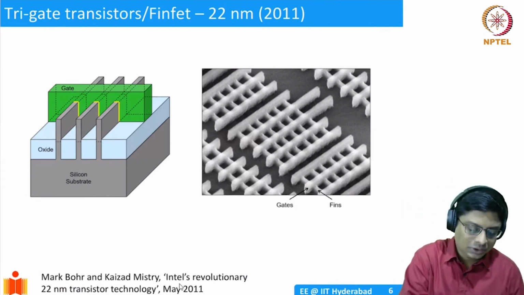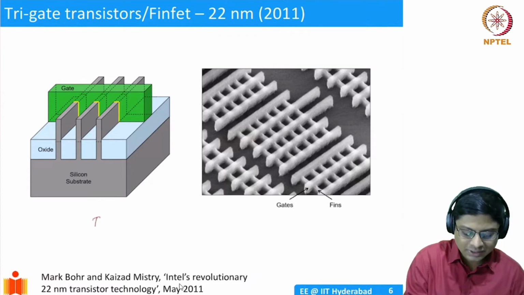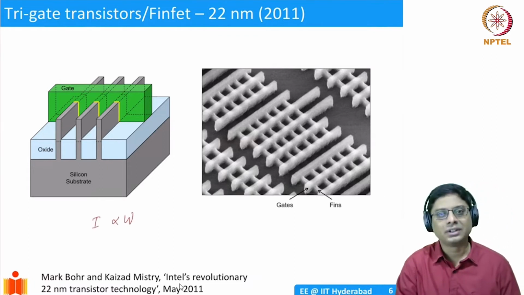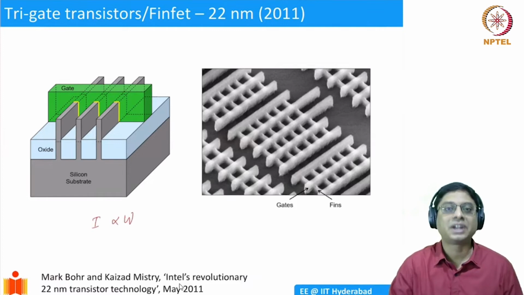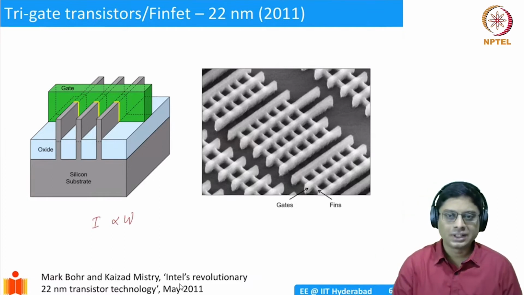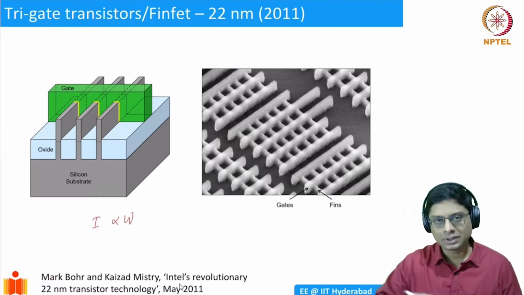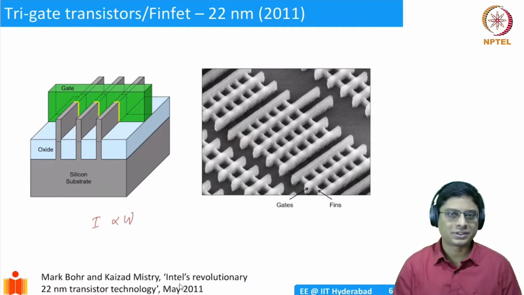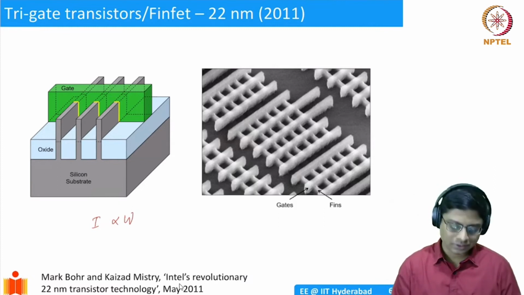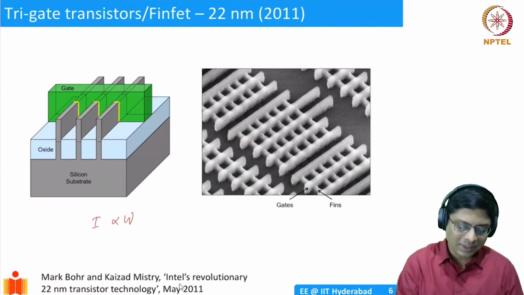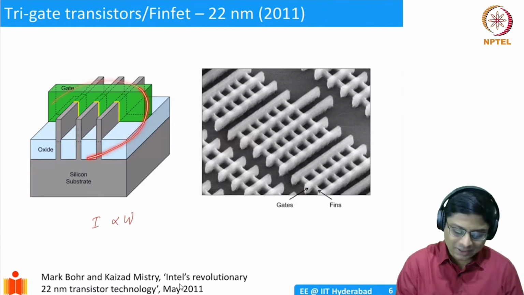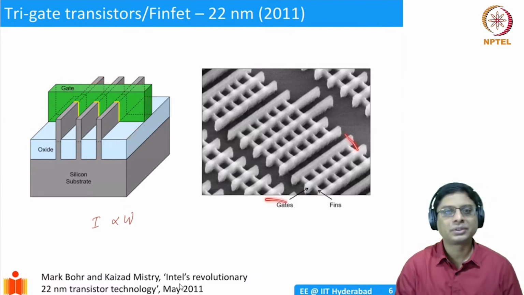So you know already what happens when you increase the width. I is proportional to the width of the transistor. So if you increase the width, you are increasing the drive current, the on current of your transistor. And that's why you are able to charge your capacitor faster or discharge your capacitor faster. So you are actually improving the speed of your transistor. So this is what it schematically looks like. And practically, if you look at it, this is how the transistors look.